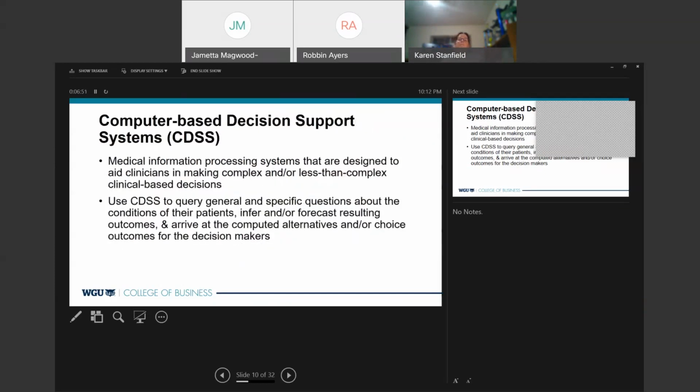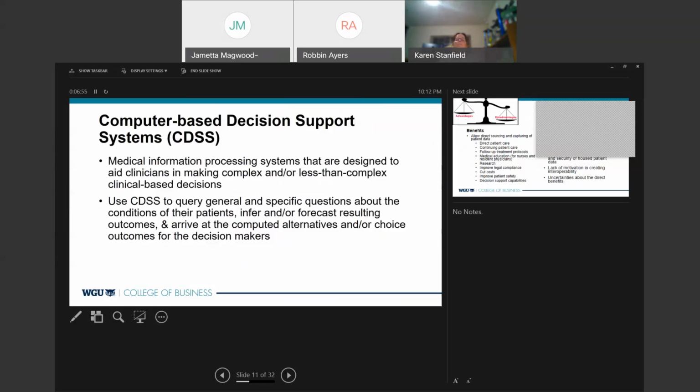Right? Computer-based decision support system. This is an application that is used to help with the standardization of care. The standardization of care is responsible for the elimination of duplicate processes, more efficient processes, and decrease in cost. And so there is not a reason for three physicians with patients with the same type of identifiers and same conditions to have three different treatment plans.